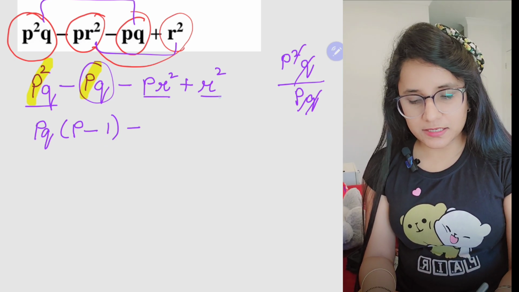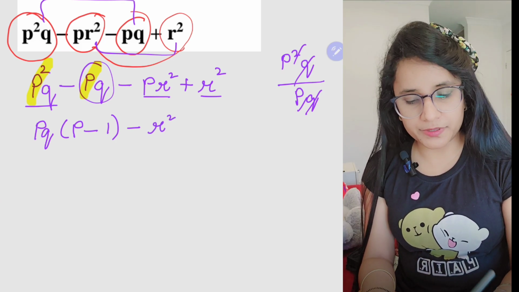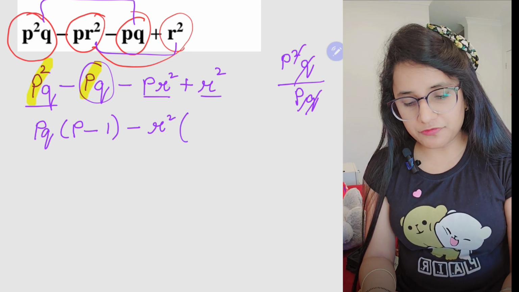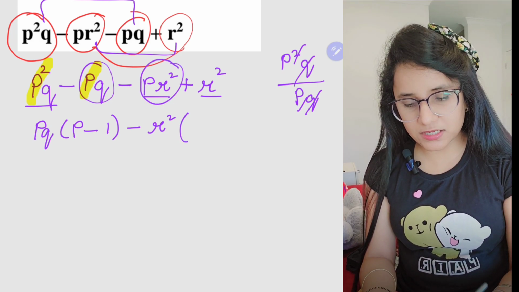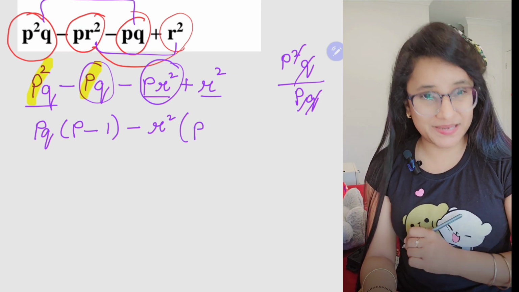Minus, in the next two terms, we are having r square common because both the powers are of square. And if we take out r square common in this term, what is left? If we have taken out r square, we are only left with p.